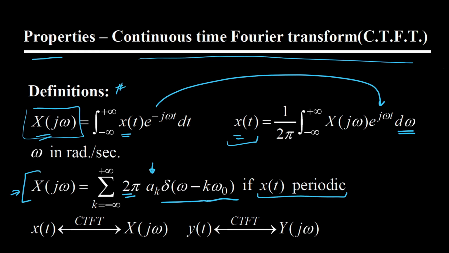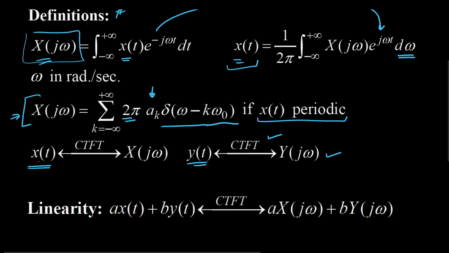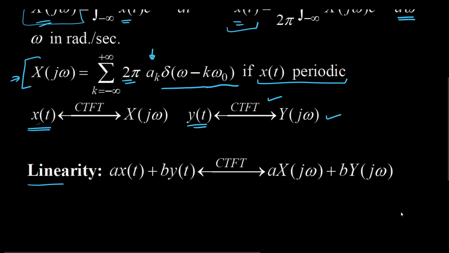So in this video, let us consider a signal x of t. This may be an input signal. So if x of t has a continuous Fourier transform which is x of j omega, then y of t is also having a continuous Fourier transform which is y of j omega. So in this case, the linearity property states that a constant a multiplied by x of t plus a constant b multiplied by y of t has a Fourier transform in terms of x of j omega, y of j omega, multiplied by the coefficients. So let us move towards the proof of this property.